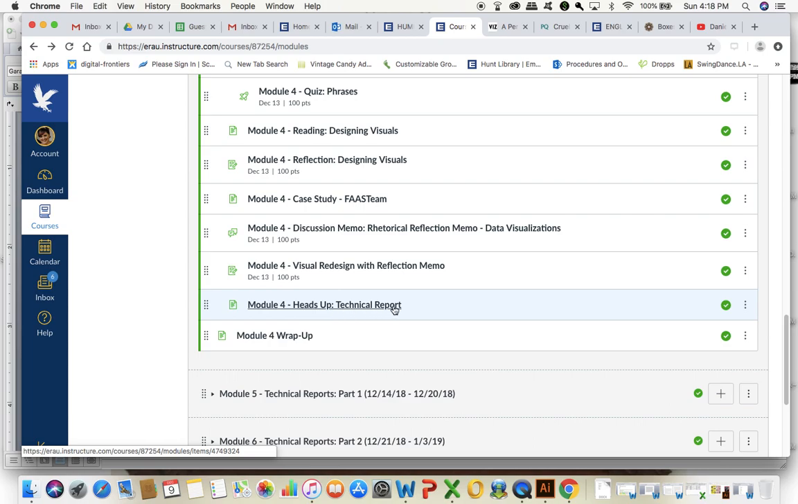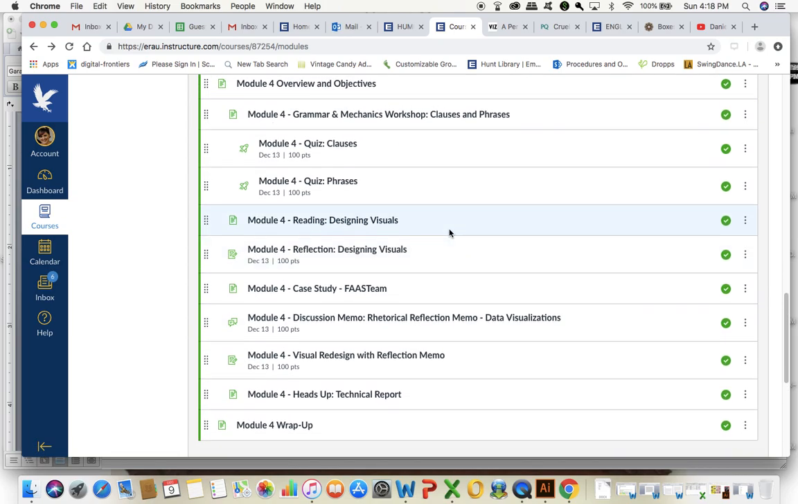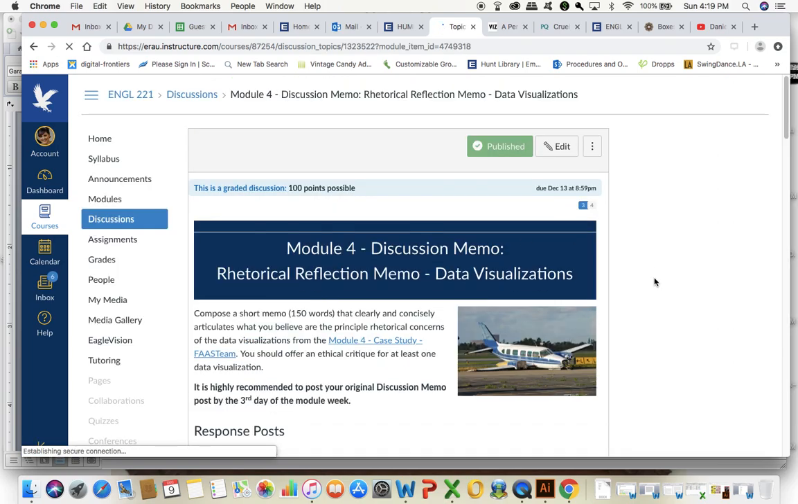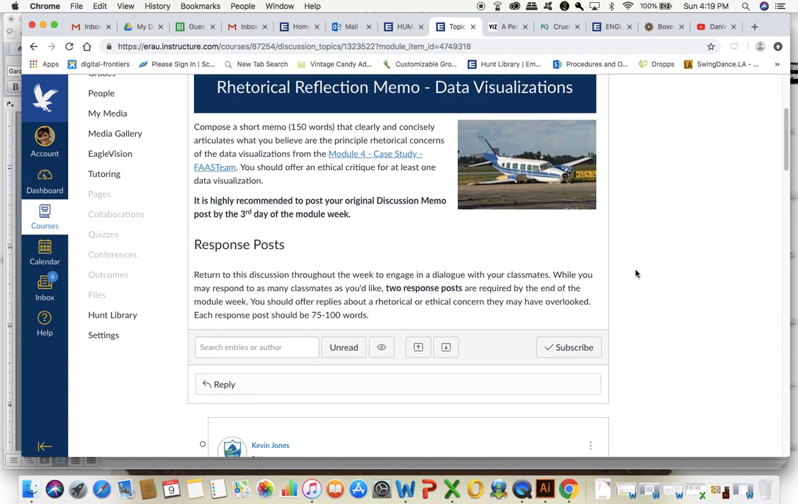Then you can read through this. This one is just a heads up that there's a tech report coming, but these are the other two assignments for this week. This one is the rhetorical reflection memo. Again, it can get confusing because there's this reflection, there's the rhetorical reflection, and then the viz redesign with the reflection memo. It's a lot of reflection. I presume it could get confusing, which is partly why I wanted to do this screencast video lecture.